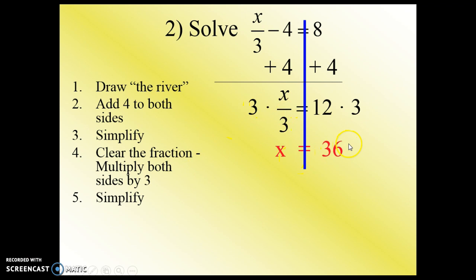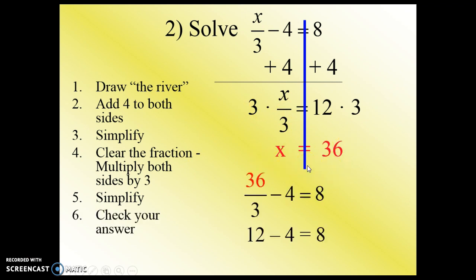But we're not done there. We have to check our answers. We plug 36 back into the equation. 36 over 3 equals 12. Minus 4 equals 8. It is good.